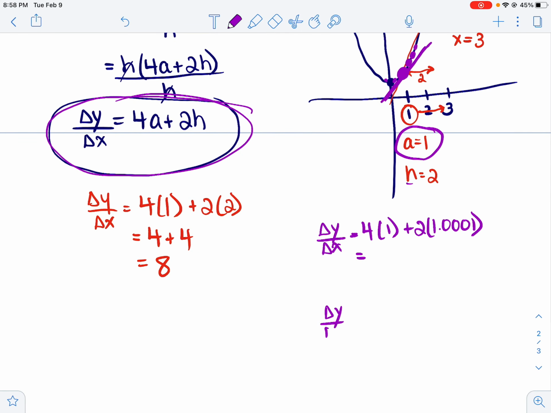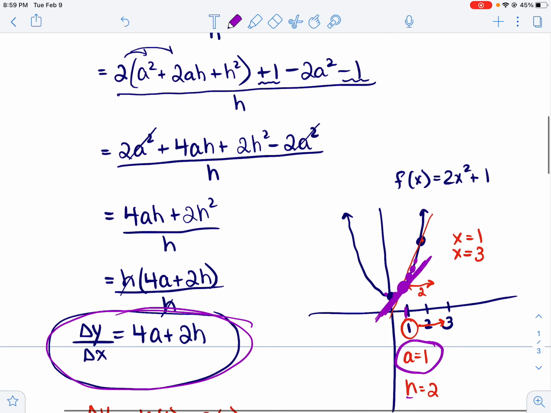And then I'll try it again, but maybe I'll pick a point that's close to 1 on the other side. So maybe I'll pick 0.9999 and see what that equals. And I can keep picking points that are really close to 1, but on either side of it, and just see what it's approaching. I don't have a calculator, so I don't actually know, but I think I will notice that it's actually approaching 4. So the slope of the tangent line at 1 would be equal to 4. And that is the difference quotient.